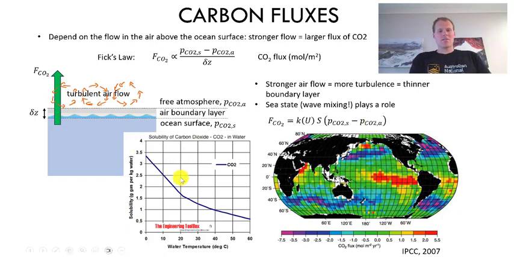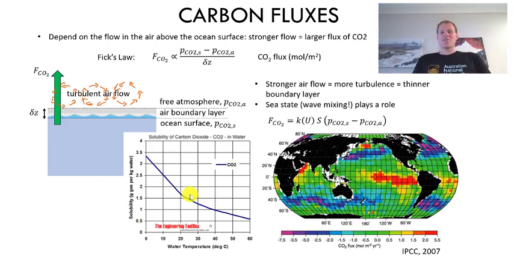And so you can see that plot here. So if you go from, say, the polar oceans through to the mid-latitude oceans, so say from 5 to 25 degrees, you can see the solubility basically halves. And what this means is that the flux is going to be much, much higher in the cold water regions.